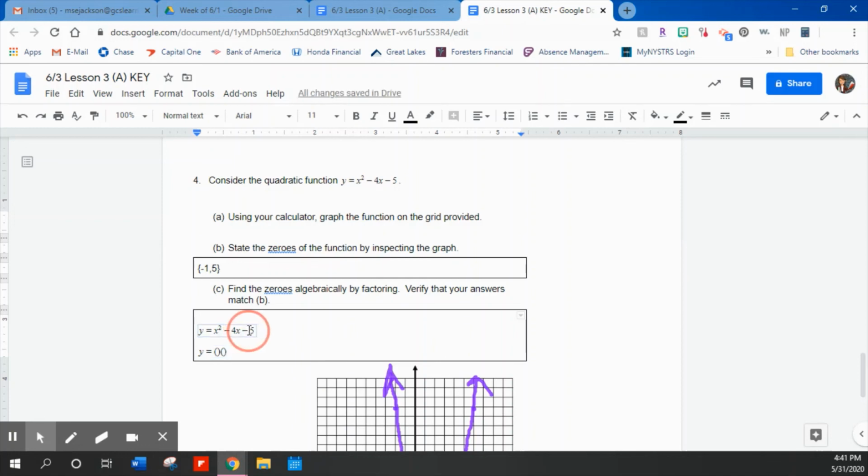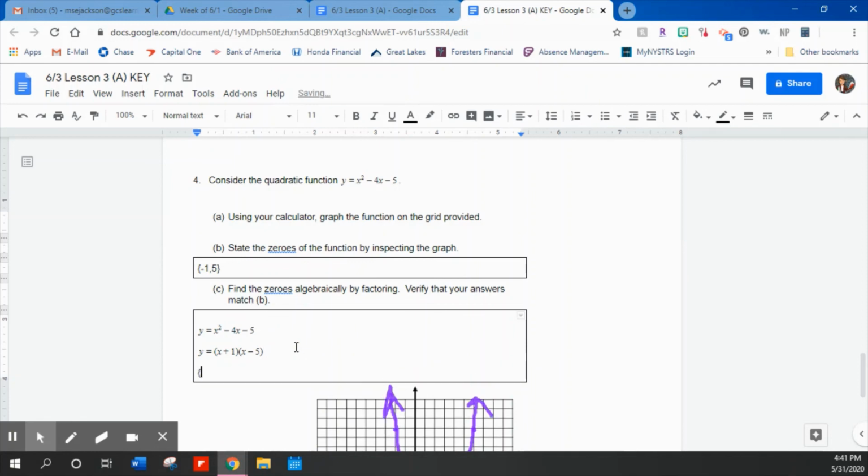This operator right here tells us it needs to be opposite signs. And we've got 5 and 1. And then let's double check. So 1 minus 5 gives us -4. We're good to go there. So now we have to solve it, setting each factor equal to 0. We get -1, 5. And you can see that that matches what we stated in B.